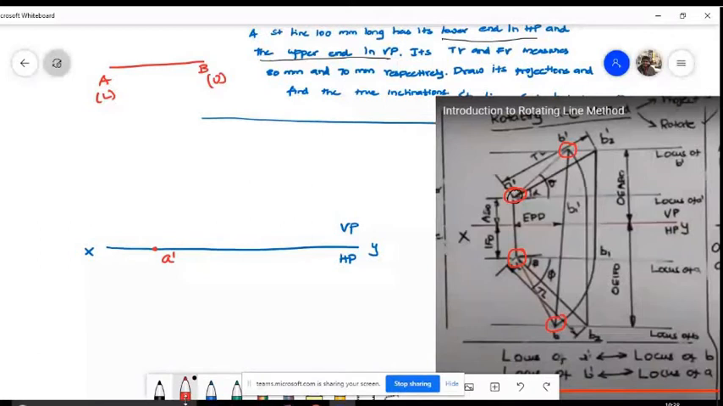So I know the top view length and front view length. Okay. So let's write the locuses also. So this reference line will be my locus of A dash. Am I right?